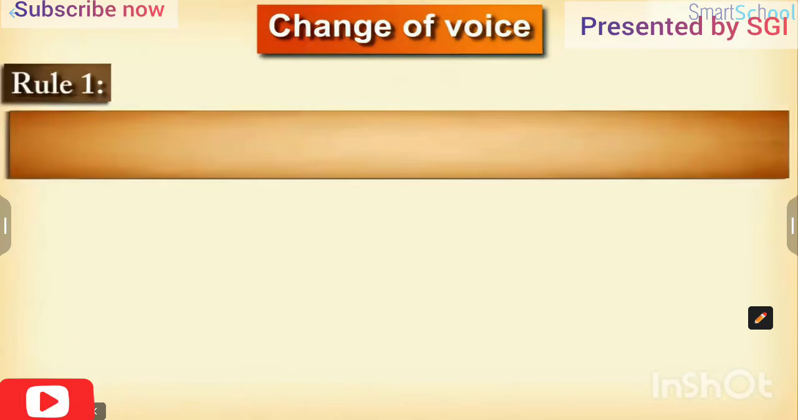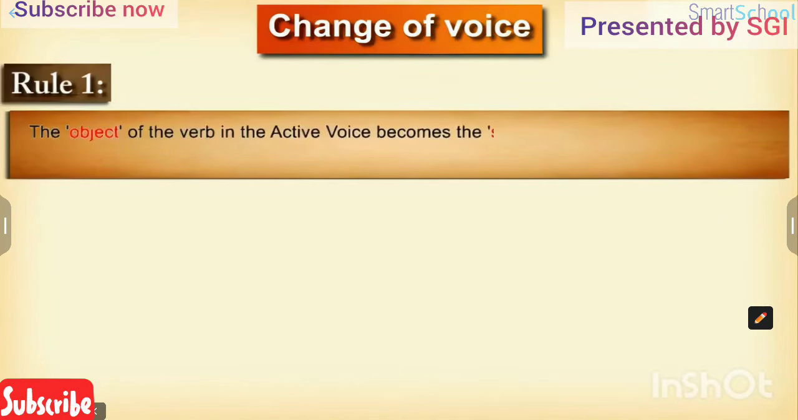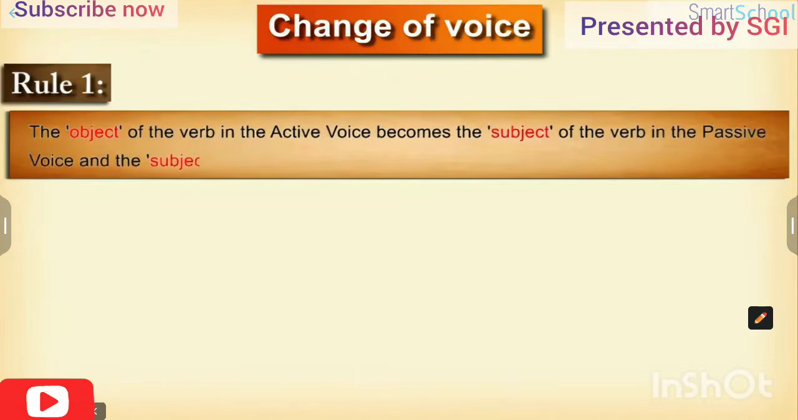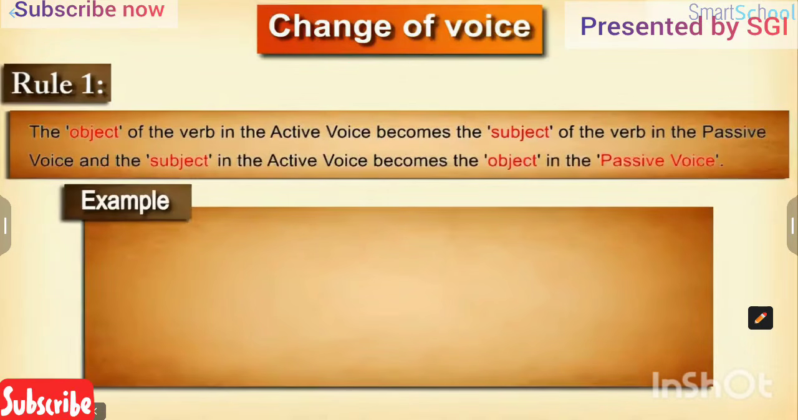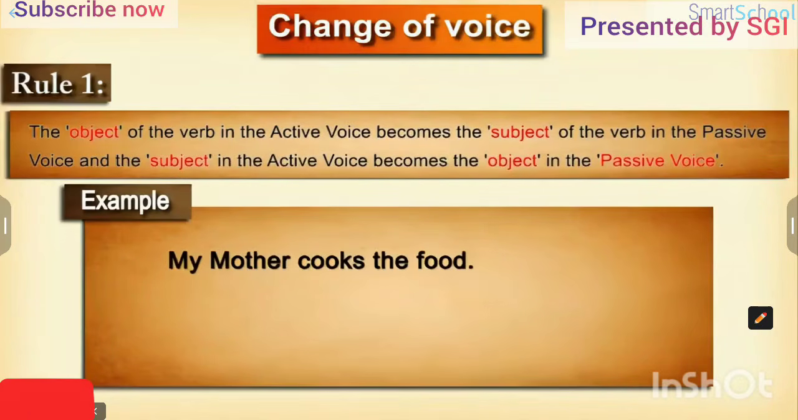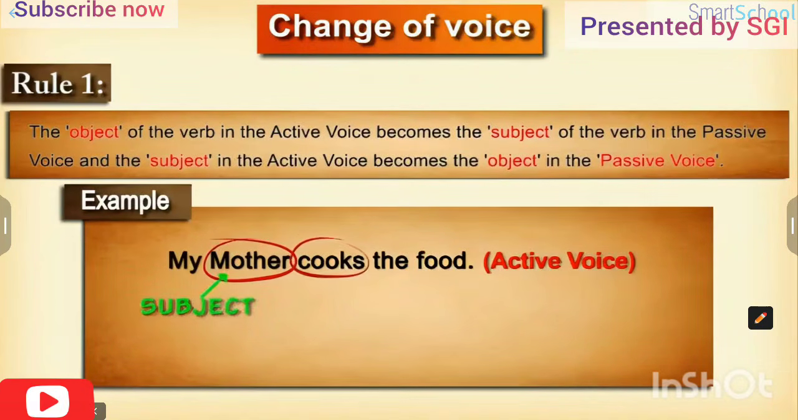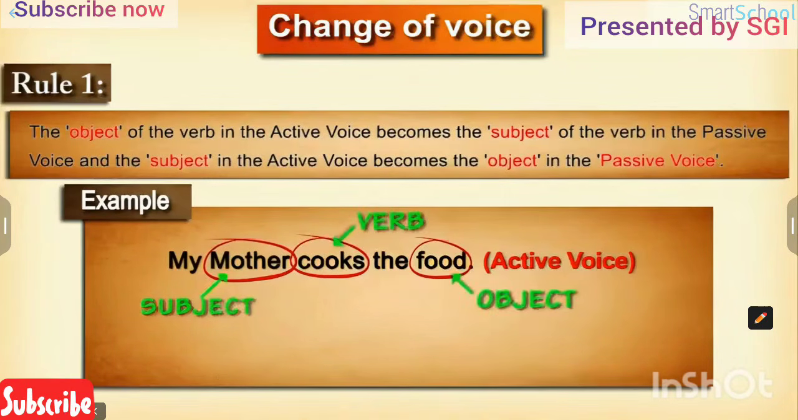Rule 1. The object of the verb in the active voice becomes the subject of the verb in the passive voice, and the subject in the active voice becomes the object in the passive voice. For example, in the active voice, the sentence is, "My mother cooks the food." Here, mother is the subject and cooks is the verb. Food is the object of the sentence.